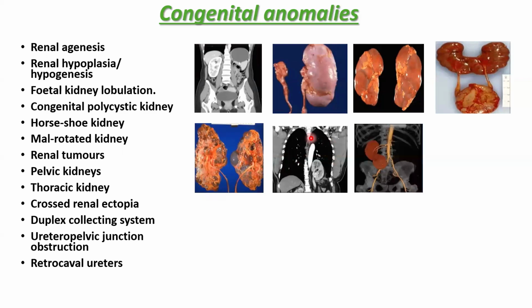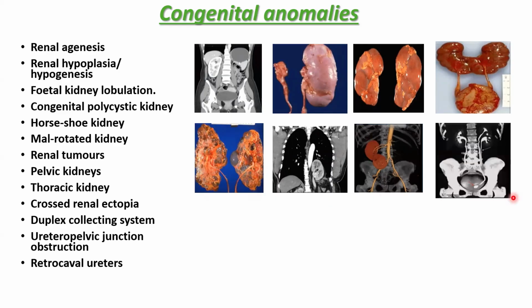And then you can appreciate you have two kidneys here. This is the abdominal aorta, you have two kidneys. These are the lips. So this kidney is actually on this other side. So you have two kidneys on one side, and that is what is known as renal ectopia, crossed renal ectopia.